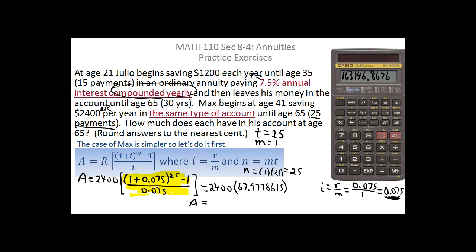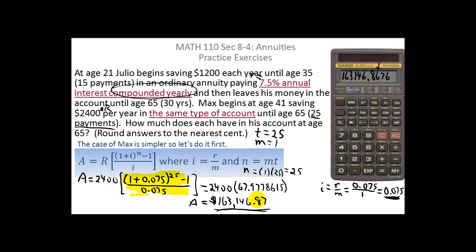163,146.8676. They ask us to do this to the nearest cent, so the nearest cent, that would be $163,146, and to the nearest cent, the 86 is a cent. 7 is bigger than 5, so that 6 rounds up to 7, so it'd be 87 cents.